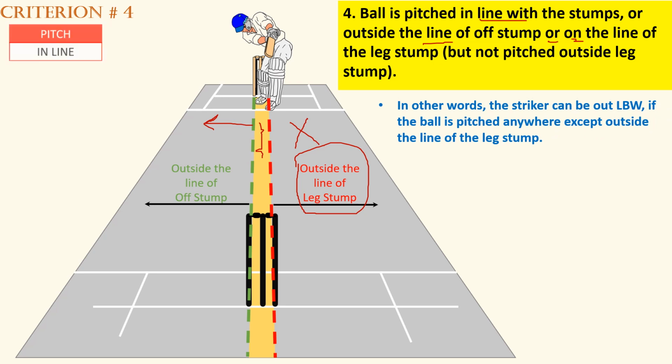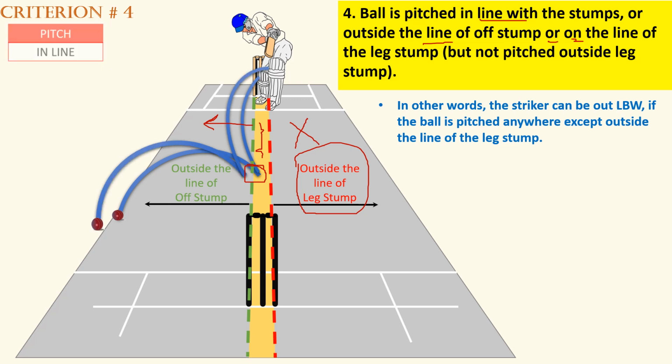So let's see using some animation here. In this animation, the ball is thrown onto the stump line, or we can say that the ball is pitched on the stump line. So in this case, the batsman can be given out LBW. In the second animation, the ball is pitched outside the line of off stump and it is going to hit the stumps. So in this situation, the batsman can be given out LBW.